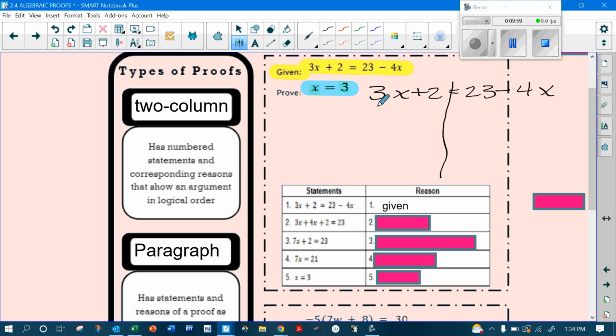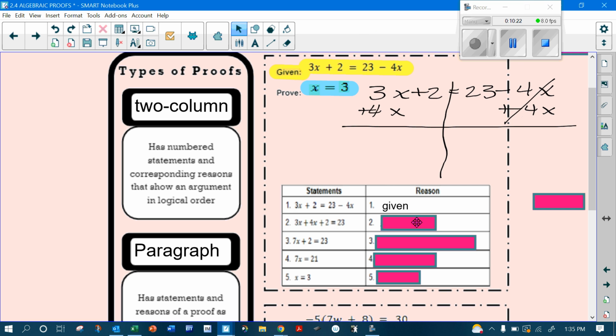Now, the next thing I'm going to do is, if you'll look here, they have 3x plus 4x plus 2. What they did is they said, I'm going to add this 4x to both sides. Now we write it this way, they're writing it like that. It's the same thing, okay? So what they did is they used the addition property so that they could add that 4x to both sides.